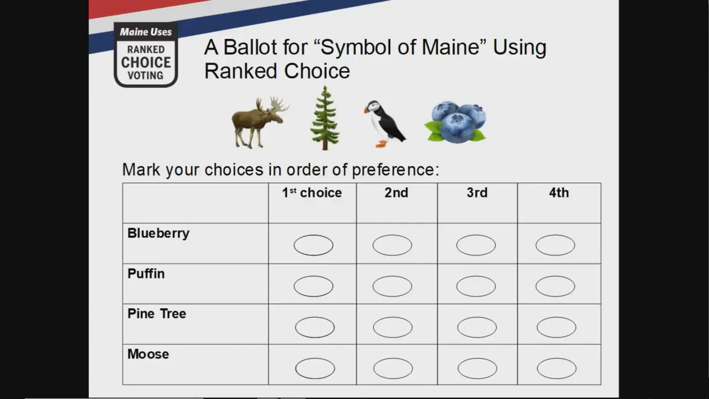Now, how would you cast a ranked choice ballot for that? Well, I could decide that I like blueberry first, and I would fill out in the first choice column, I would mark the oval for blueberry. I might like puffin second, and so in the second column, I would mark the puffin as my second choice, and in the third column, I might go for pine tree, and in the fourth, my least favorite, I guess, would be moose.